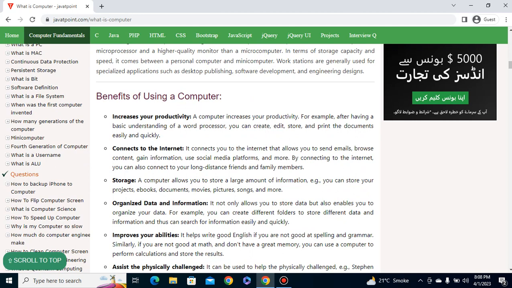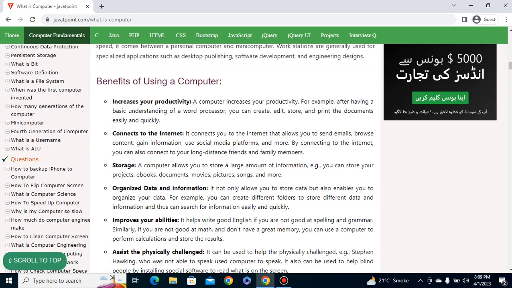Organized data and information. It not only allows you to store data but also enables you to organize your data. For example, you can create different folders to store different data and information, and thus can search for information easily and quickly. Improves your abilities. It helps you write good English if you are not good at spelling and grammar. Similarly, if you are not good at math and don't have a great memory, you can use a computer to perform calculations and store the results.